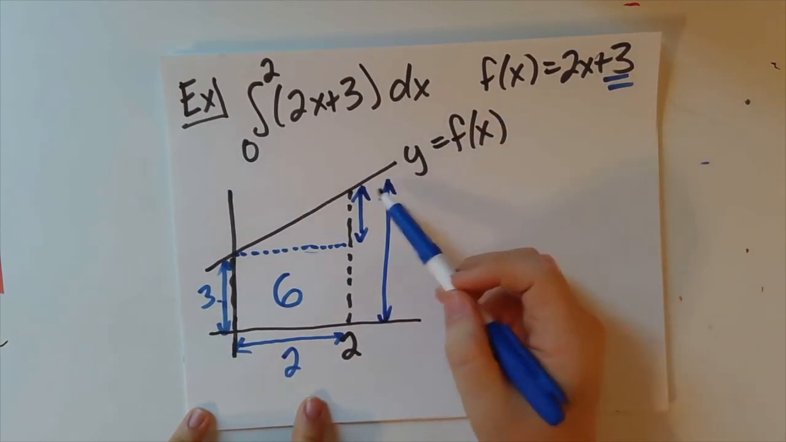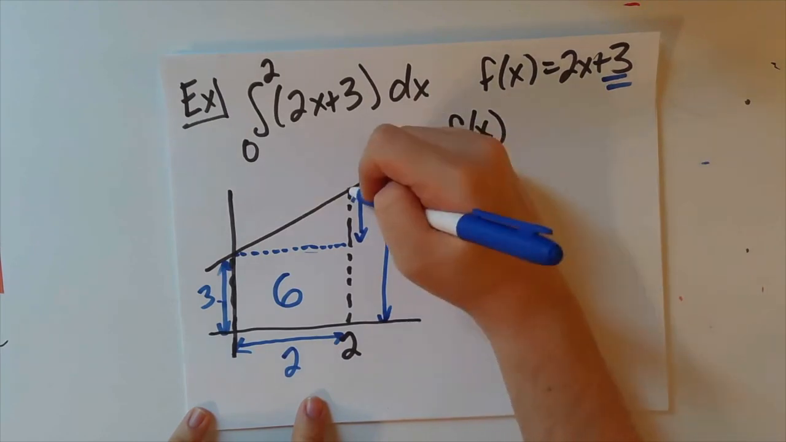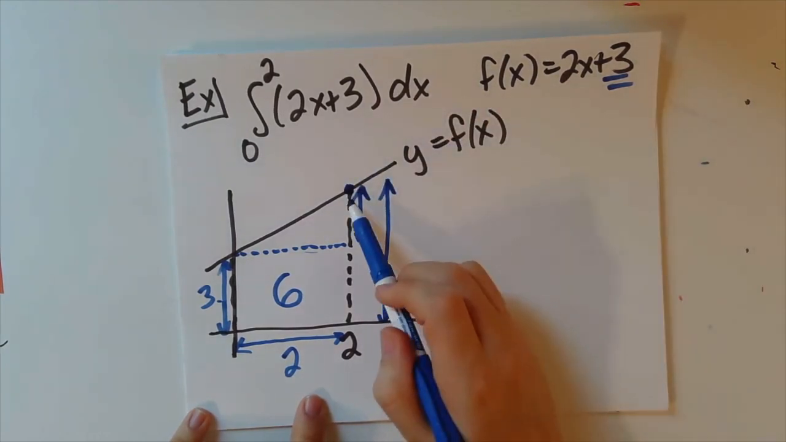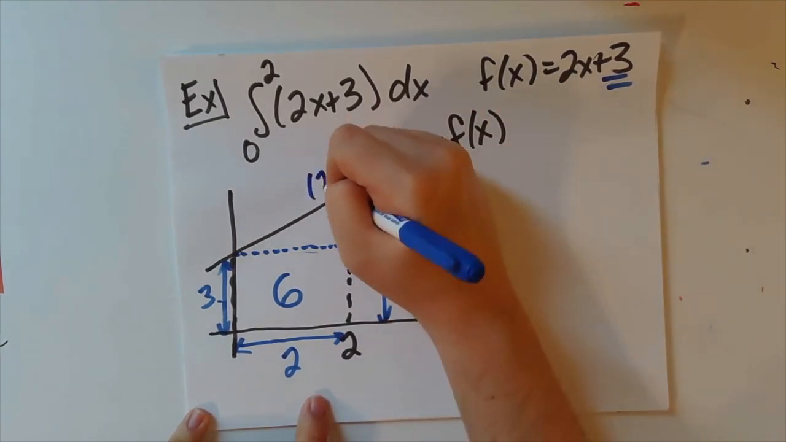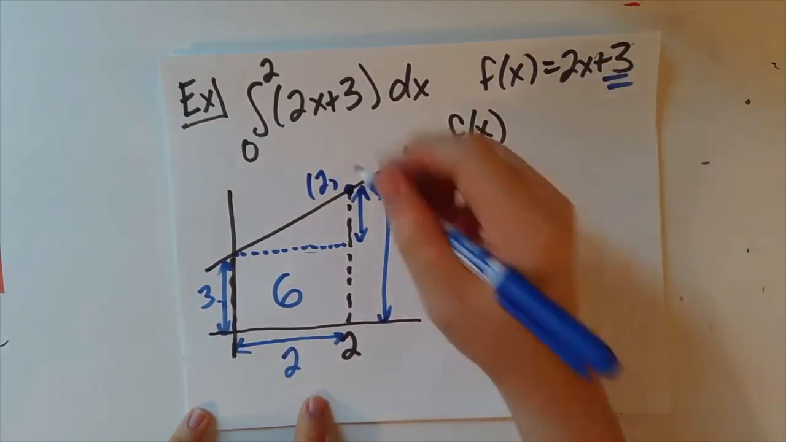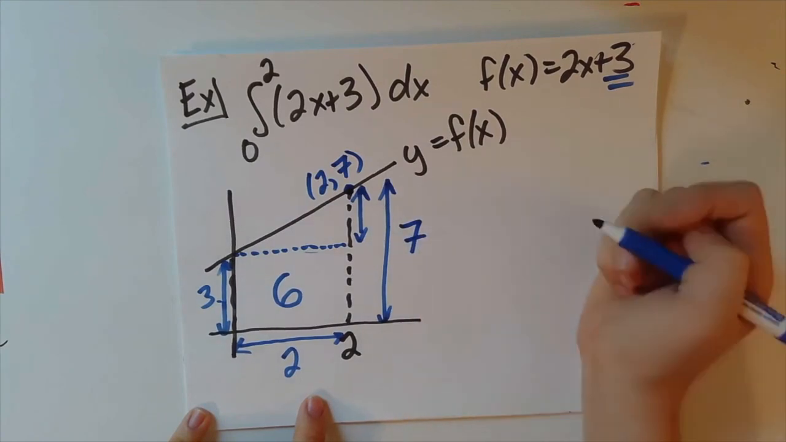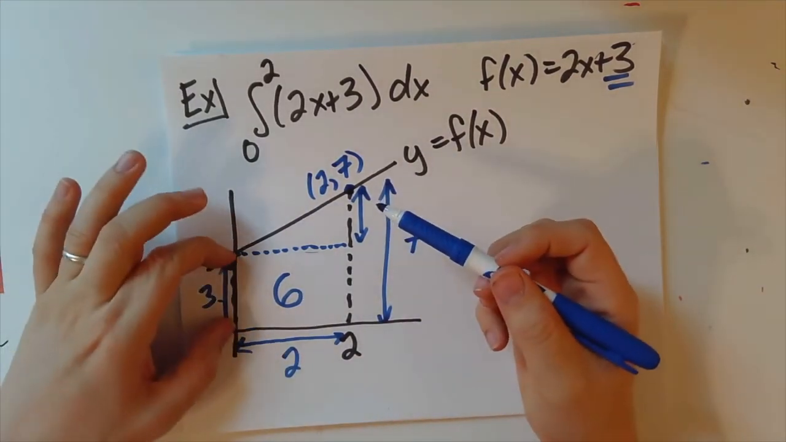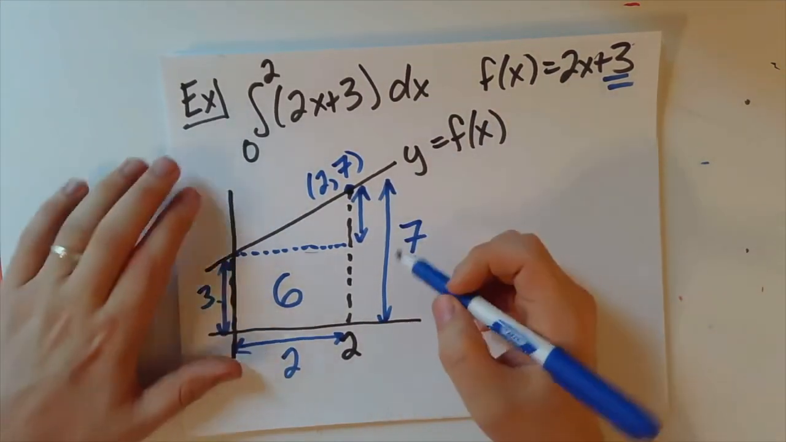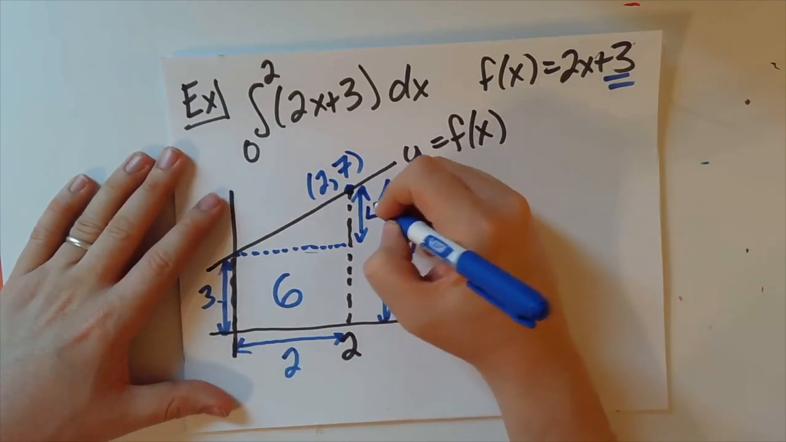Okay. And so the whole height here, that's going to correspond to the y-coordinate of this point, which is going to be 2 comma f of 2, which is 7. So the whole height is 7. But then that height is 3. So that makes this height 4.